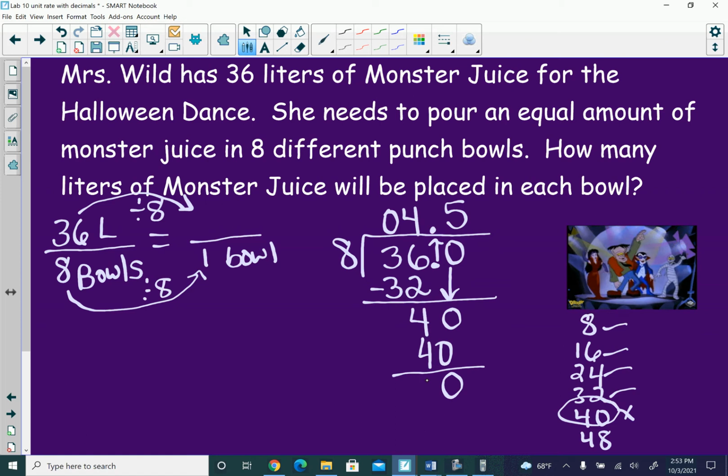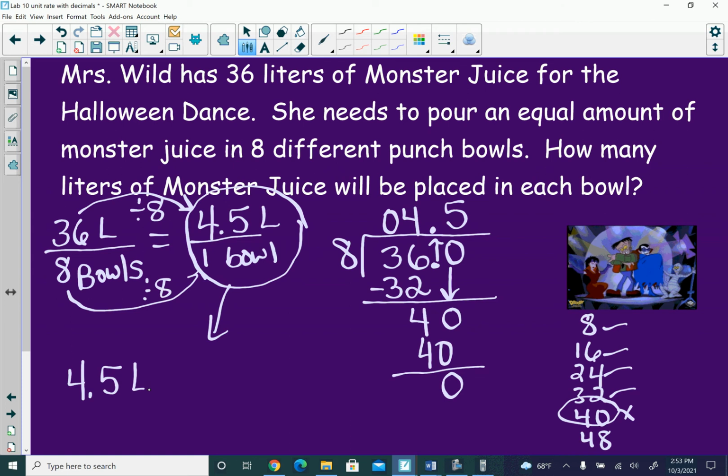So how many liters of Monster juice go in each one of those punch bowls? We would say 4 and 5/10 liters will go in each one of those punch bowls, so that all 8 are equally filled using those 36 liters of punch juice. So we could take this into words and say 4 and 5/10 liters for each punch bowl.